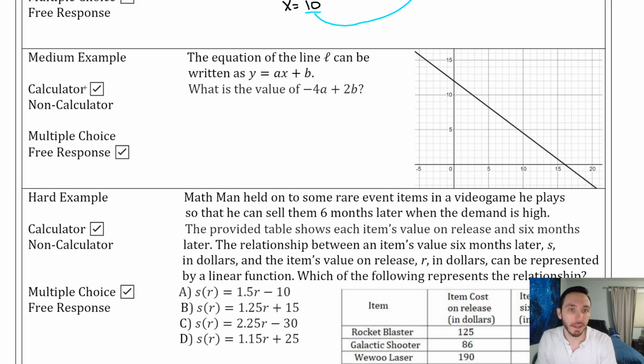So the equation of the line L can be written as y is equal to ax plus b. Okay, so we know that generally speaking, a line can be written in that form. You're probably more familiar with mx plus b, and this is exactly that. So we've got to find the slope and we've got to find the y-intercept.